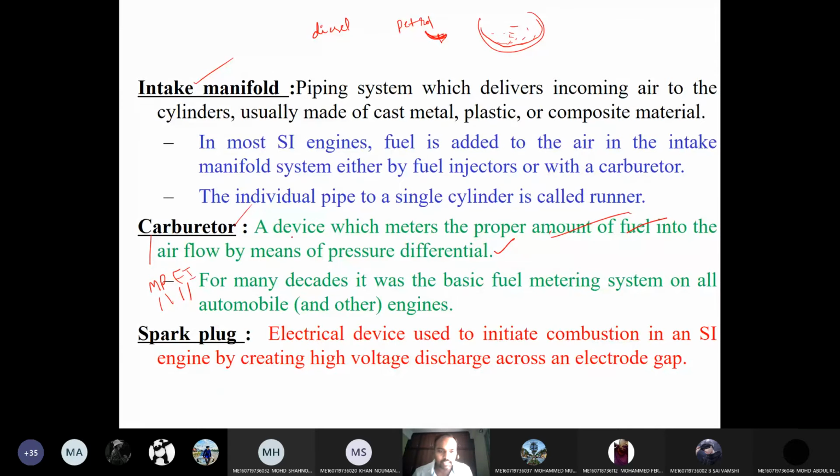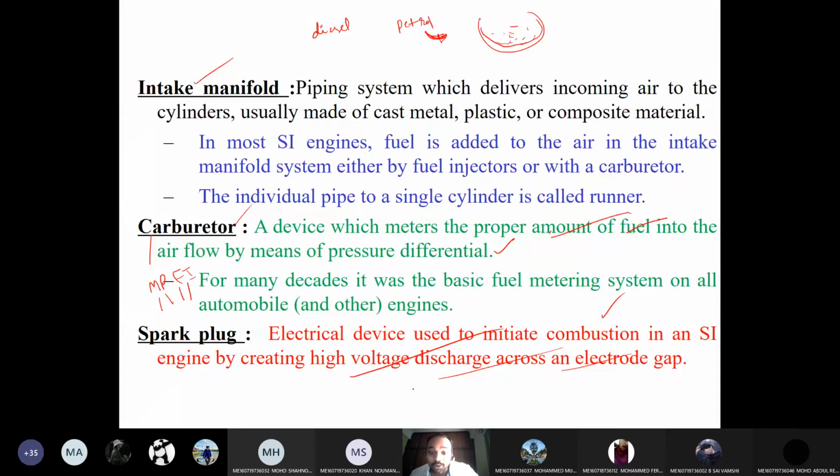Okay, right. We'll discuss next the spark plug. A spark plug is an electrical device which is used to initiate combustion in spark ignition engines, that is, petrol engines. A high-voltage spark is admitted into the engine cylinder. Can you guess how many volts are required to start the combustion? Can anyone?